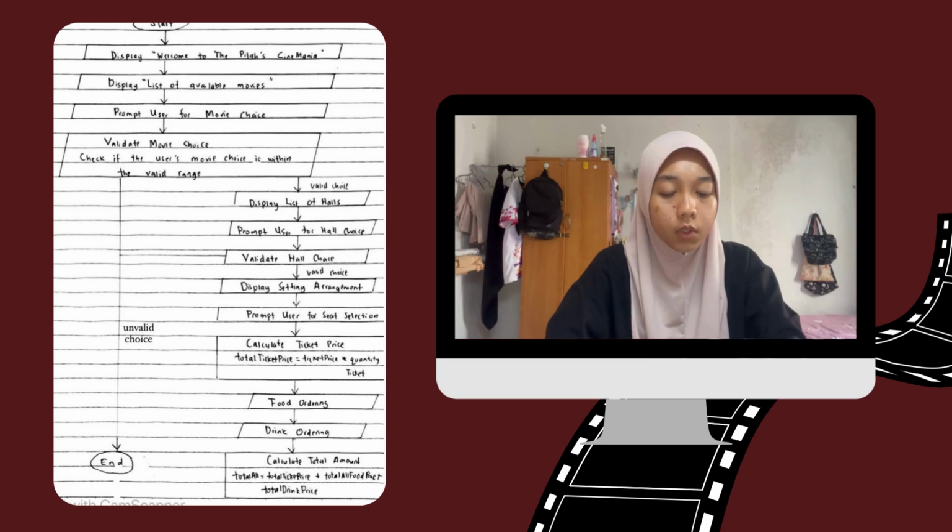And then after that we will continue to food ordering, and then continue to drink ordering, and then we will calculate the total amount including the ticket, which is ticket price plus food price plus drink price.